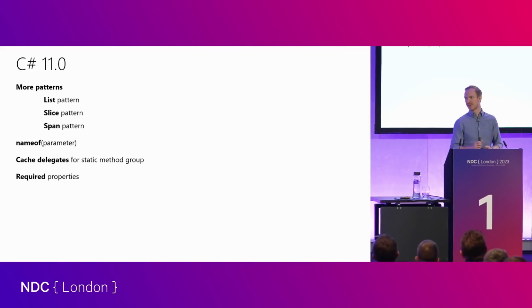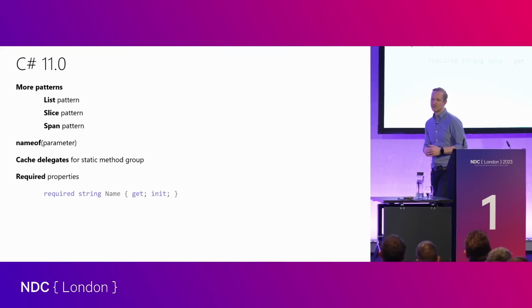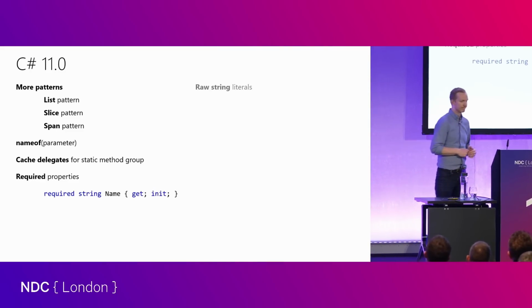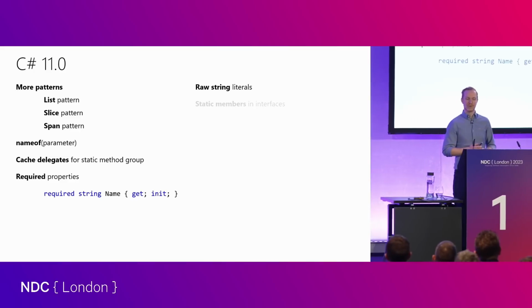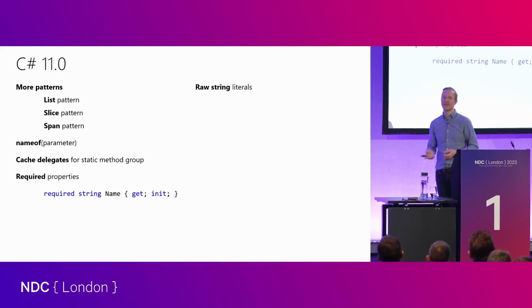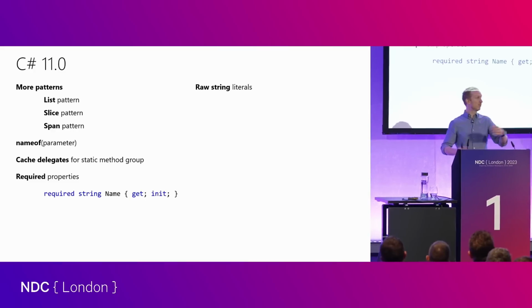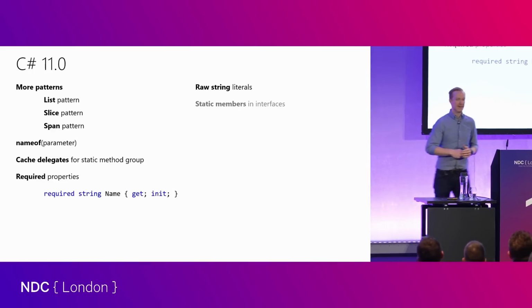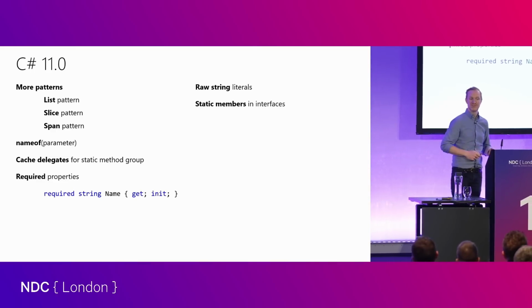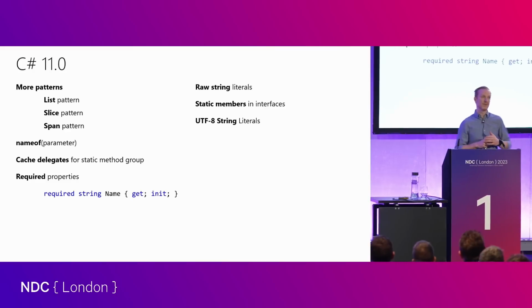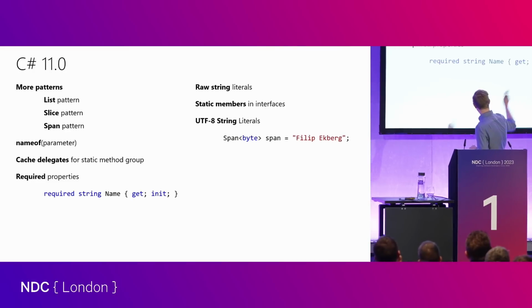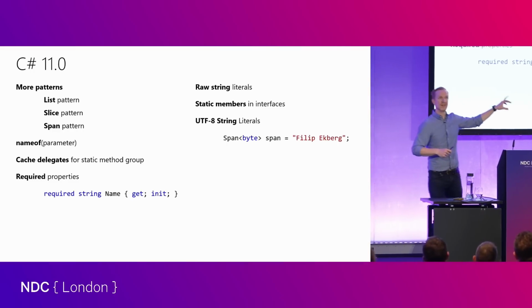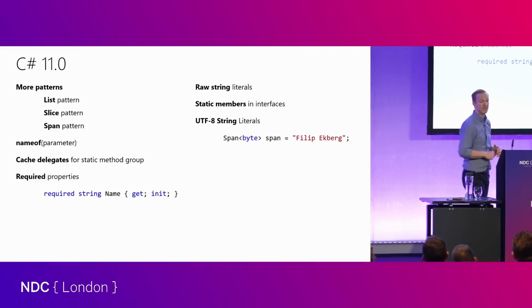It's a little bit of a performance improvement. The required properties, I showed you that. It allows you to then say that a property is required when you create an instance of that. We can have raw string literals, which if you've ever done VB and you've done XML code inside VB, it's pretty much the same thing. It's amazing. I don't understand why it took so long. Together with that, static members in interfaces, UTF-8 string literals. So you can say that, hey, I have this string here. It should actually end with u8, and that would be a UTF-8 string.